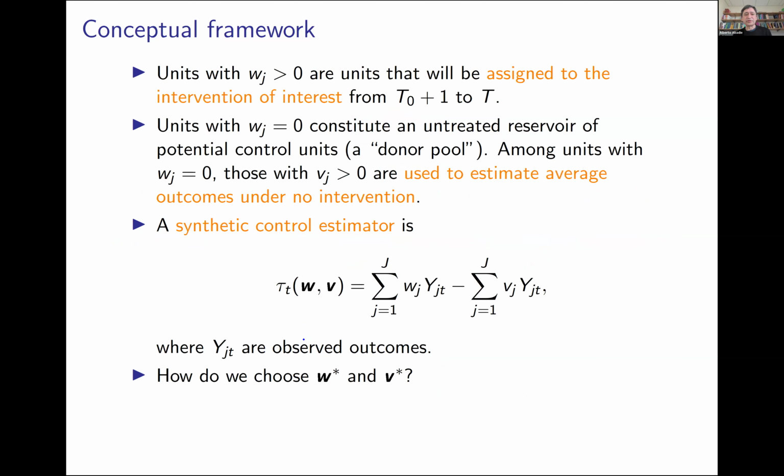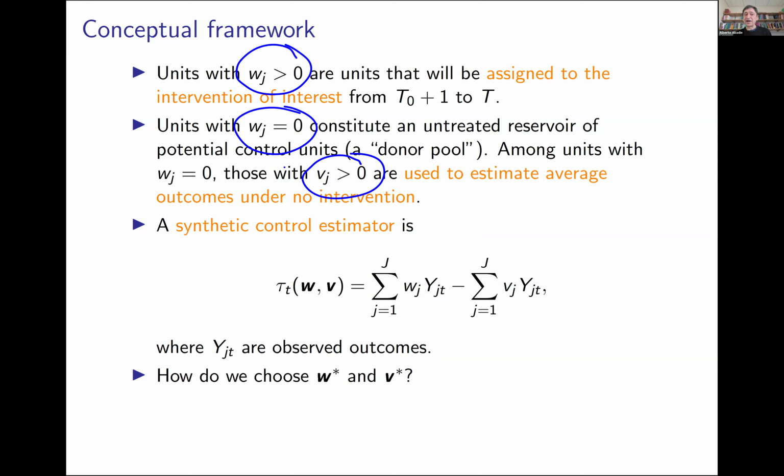Okay, so how are we going to interpret these weights? I was starting to tell you about this. We are going to interpret units with a weight W that is bigger than 0 as the units that will be assigned to the intervention of interest in the experimental periods. Okay, and units with W equal to 0 are going to be our donor pool of untreated units, and from this donor pool we can choose the ones that are going to contribute to the synthetic controls, and the ones that are going to contribute to the synthetic controls are going to have positive V weights.